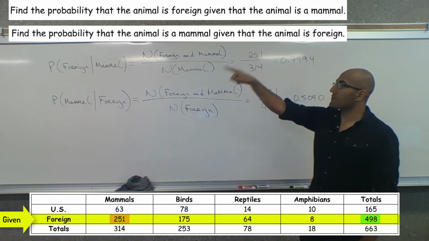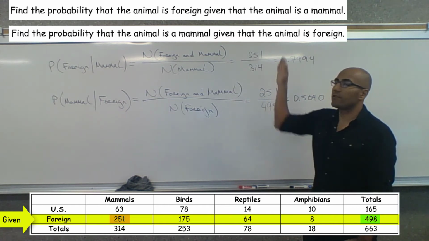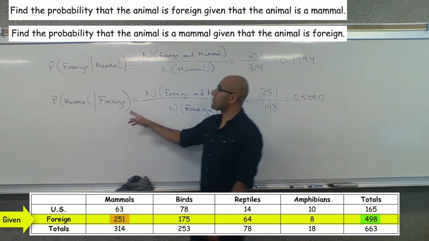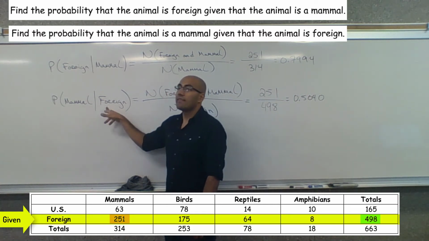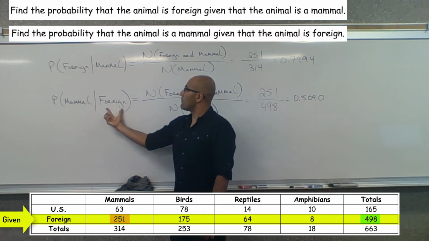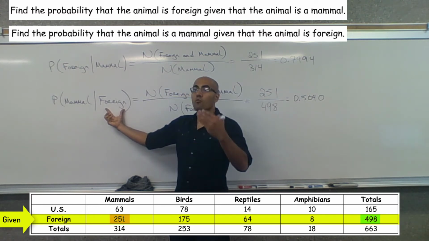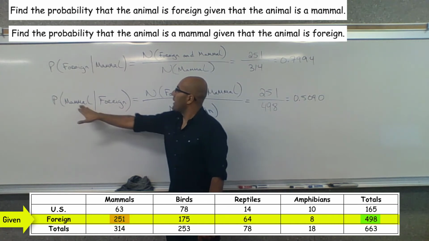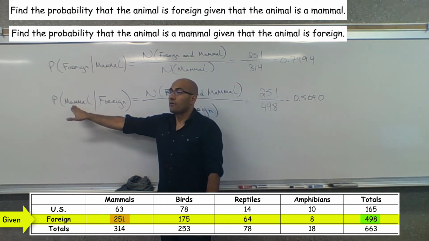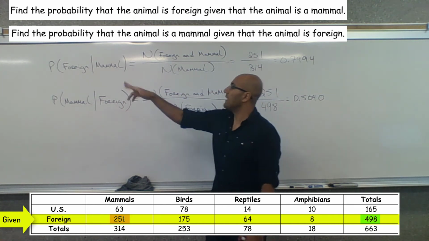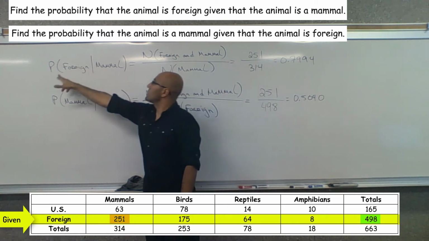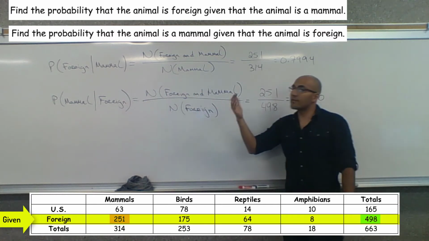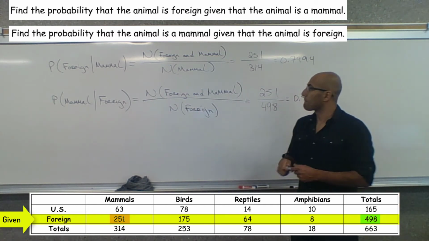The top one answers the question, what is the probability that it's foreign given that it's a mammal? Whereas the bottom one says, what's the probability that it's a mammal given that it's foreign? Right, so this is the part that is constant. There is no more ambiguity about it. This is given to you. And this is the thing you're trying to find a probability for. So the probability of mammal given that it's foreign versus the probability that it's foreign given that it's a mammal. They sound very similar, but they do have different answers. Okay, good.